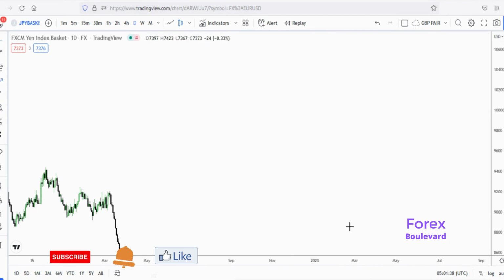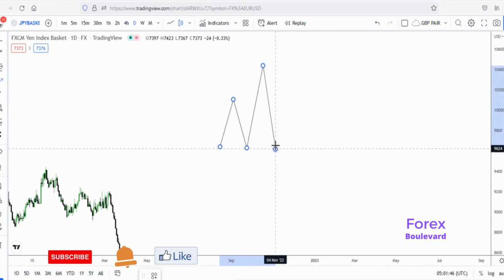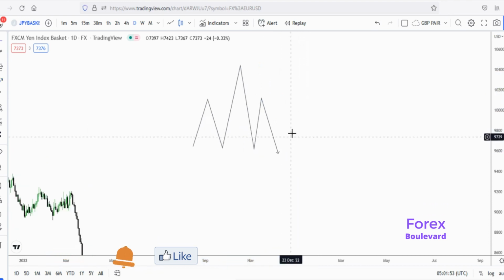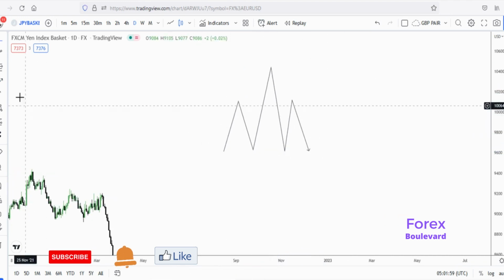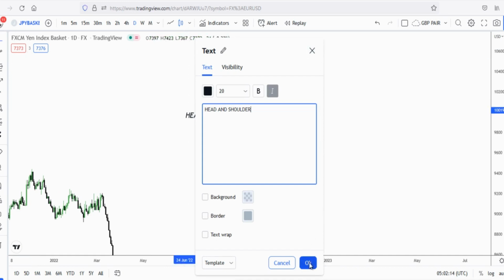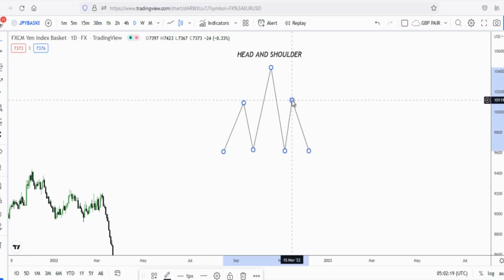Basically, we have this here, and then a neckline, and then we have this. This is what it represents, the head and shoulder pattern. So we have the head and shoulders. That's what we call this guy here.